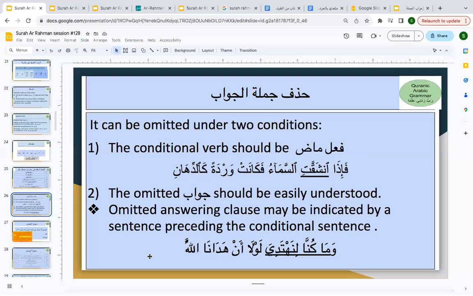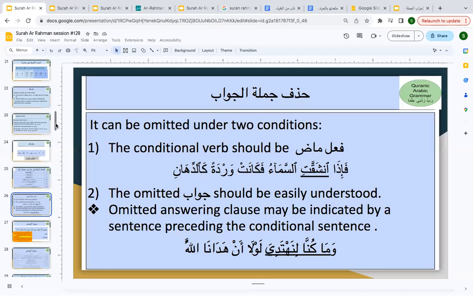Yes? So the reason sometimes it is allowed to be omitted in certain cases, and I want you to understand this with open-mindedness, is that if your jumla shartiya is fail madin, there is a possibility it can be omitted. Your jawabu shart can be omitted. If the omitted jawab can be easily understood, it is also allowed for it to be omitted. Okay, these two are the reasons where you can see jawabu shart omitted.